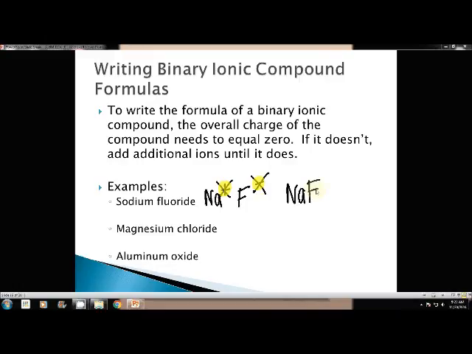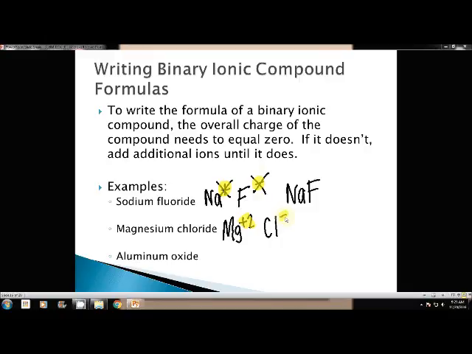Okay? Next, we have magnesium chloride. Magnesium is Mg. It's in 2A, so it has a +2 charge. Chloride stands for chlorine, and that has a -1 charge. So now, when we are looking at our charges, they do not add up to 0 this time. So we have to add additional ions until it does.